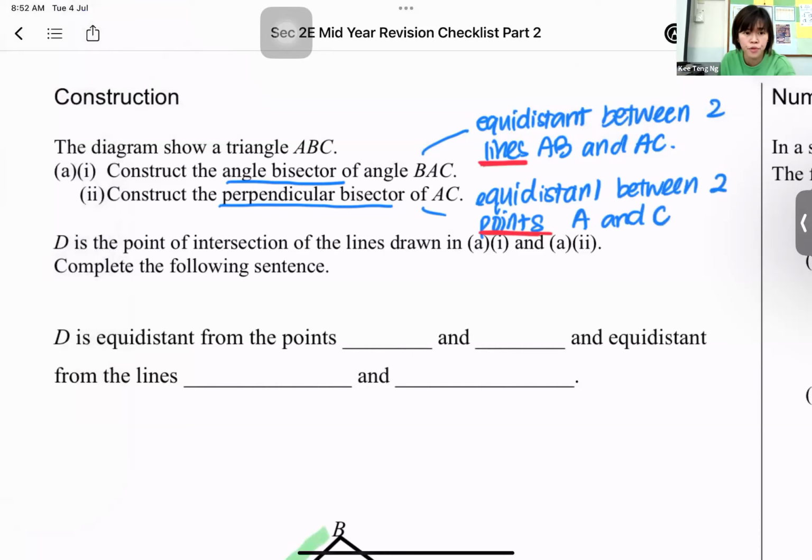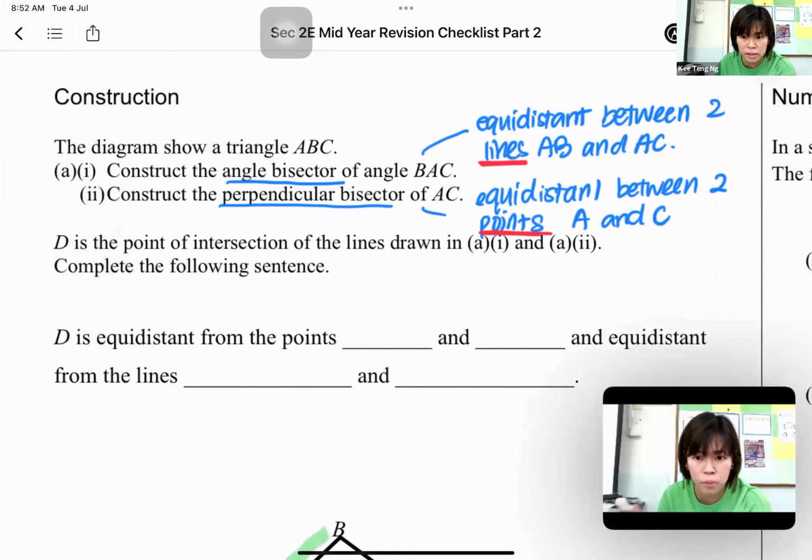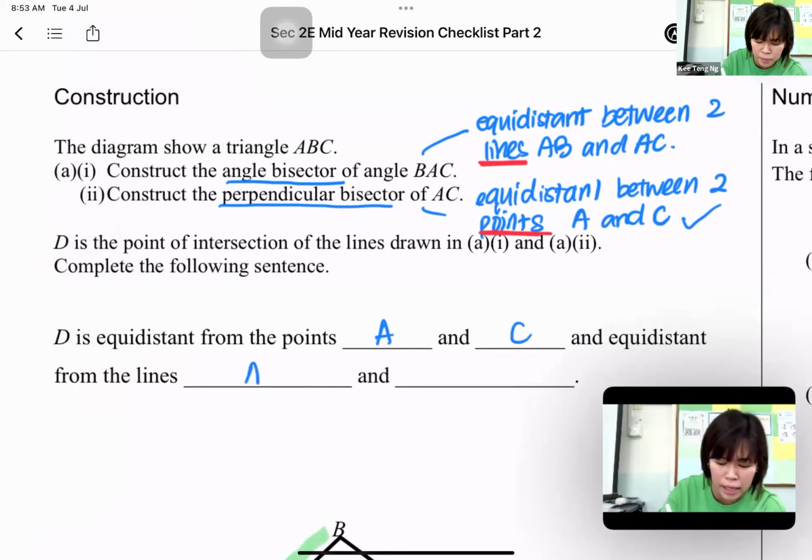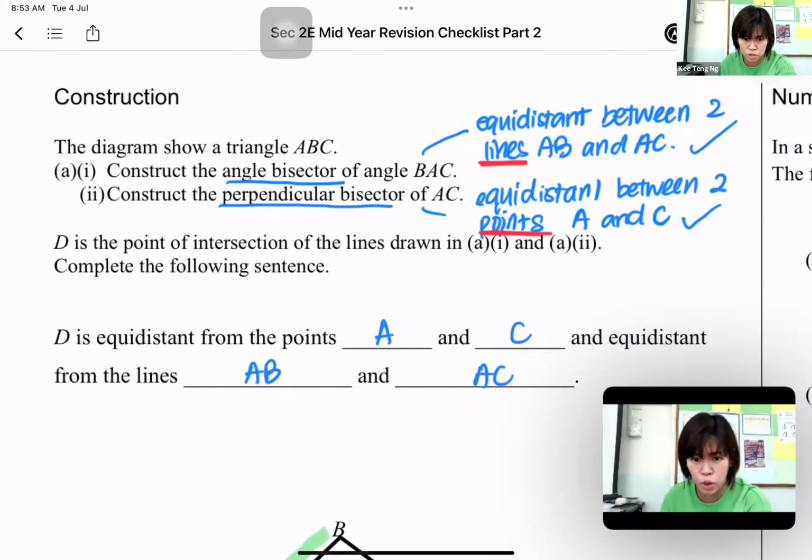Hence, we should be able to fill out the question when I have a point of intersection. This point of intersection will meet the condition equidistant from the points A and C, and equidistant from the lines AB and AC over here. So you can do your construction and I'll check your construction for you.